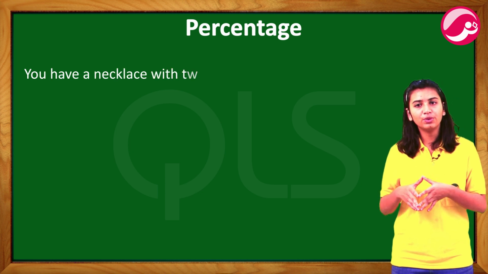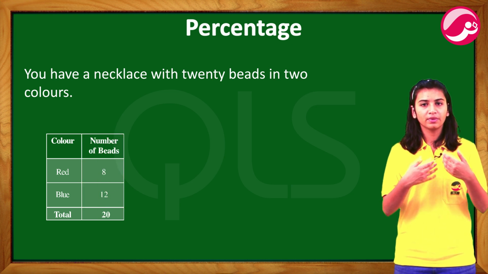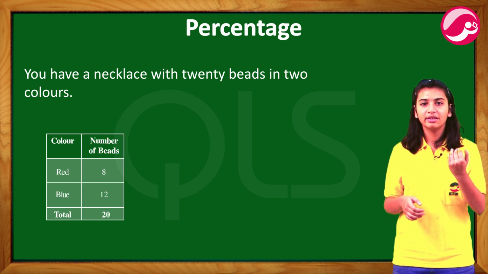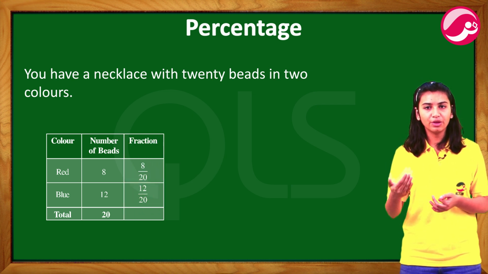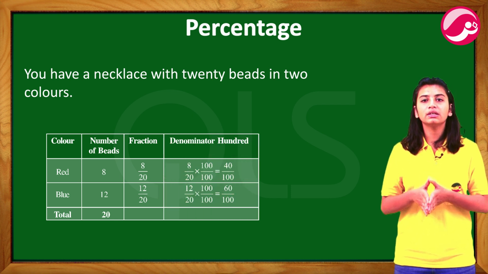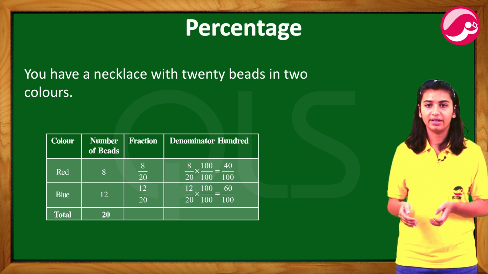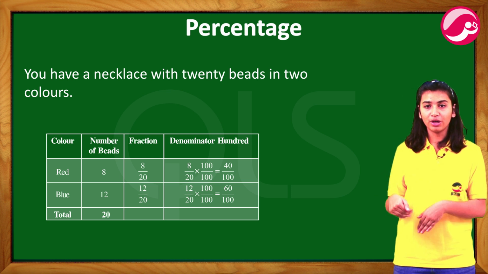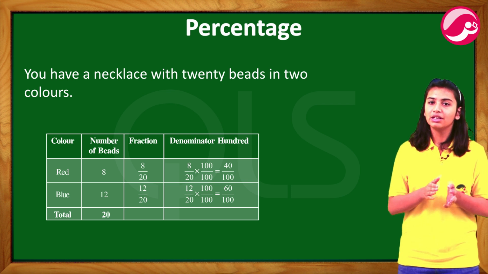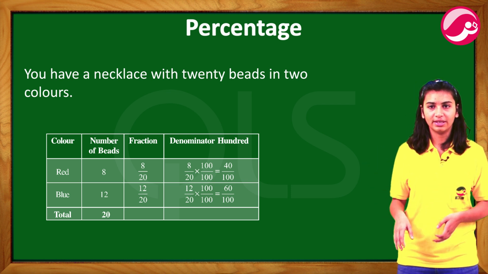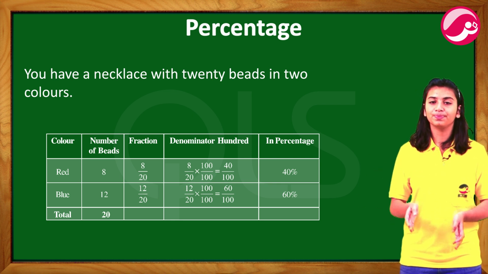You have a necklace with 20 beads in two colors. The colors are red and blue. Number of red beads is 8, number of blue beads is 12. The fractions will be 8 upon 20 and 12 upon 20. To get a denominator of 100, we will multiply 8 upon 20 into 100 upon 100, which will give the result 40 upon 100. For blue, it will be 12 upon 20 into 100 upon 100, which will give the result 60 upon 100. In percentage, it will be 40% for red and 60% for blue.